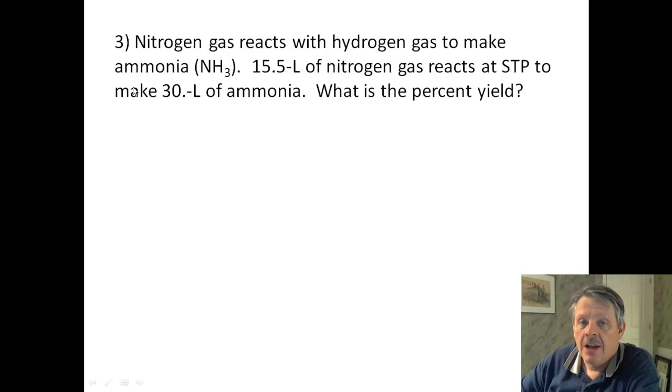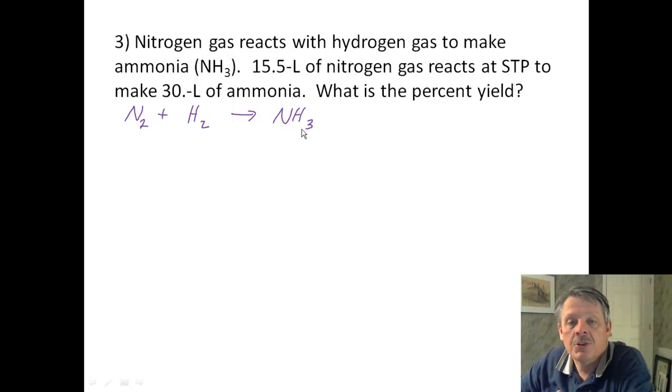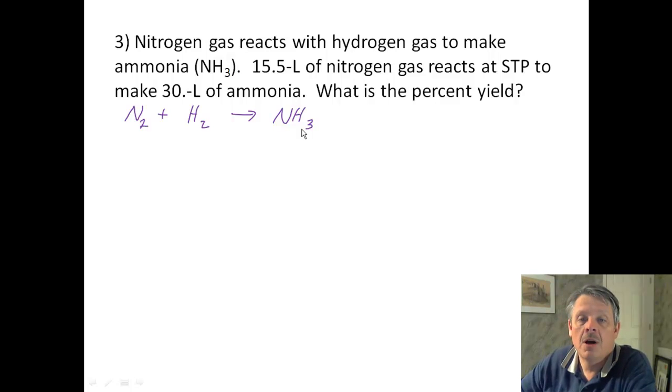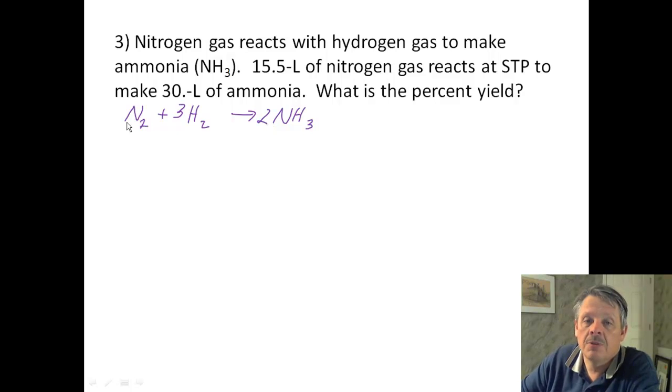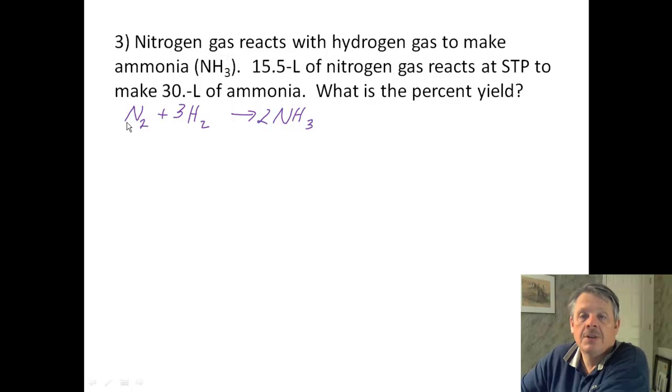Nitrogen gas reacts with hydrogen gas to make ammonia. Nice of them to tell you what ammonia was. It was NH3. You have to remember that both nitrogen and hydrogen are diatomic. They're both Brinkelhoff elements. So to make this balanced, we're going to have to put a 2 in front of the NH3, and that means we're going to have to put a 3 in front of our hydrogen. We only have a 1 in front of the nitrogen.